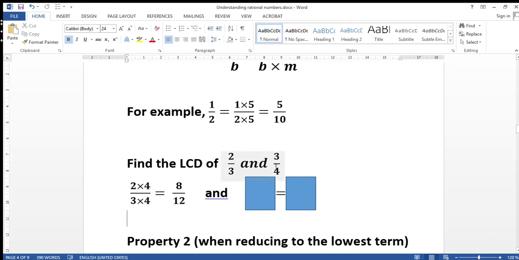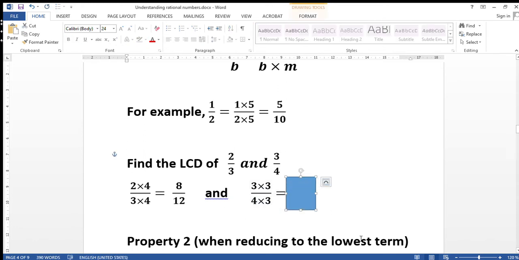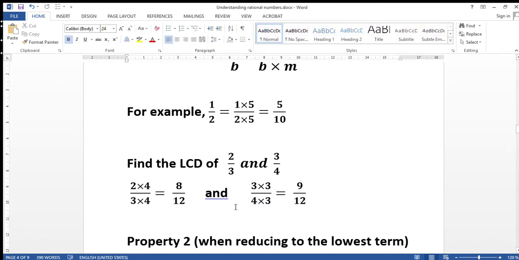And for the next one we have 3 over 4. We have to multiply the denominator by 3 just to get 12, so that we can get the least common denominator. Then for the numerator we also need to multiply by the same number, which is 3. So finally we have 9 over 12.